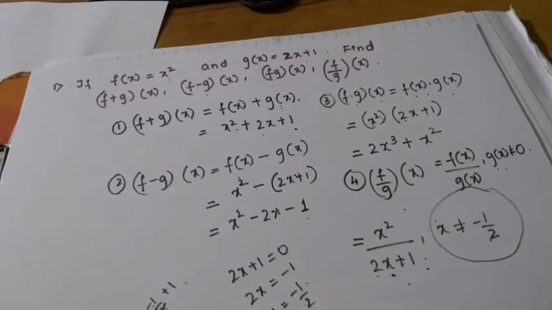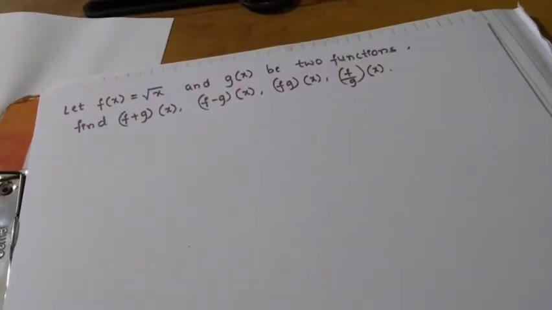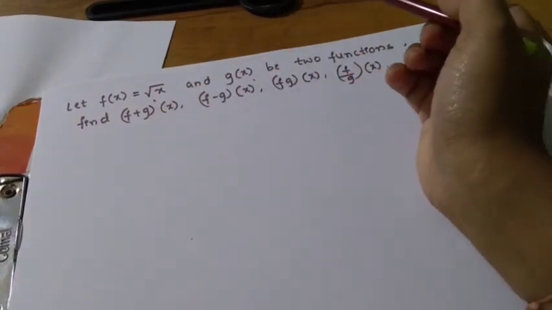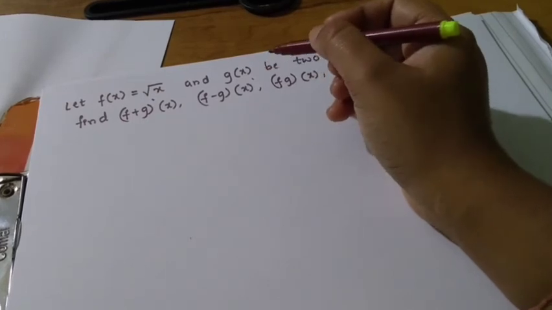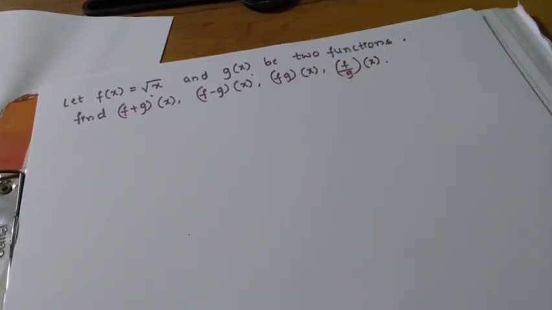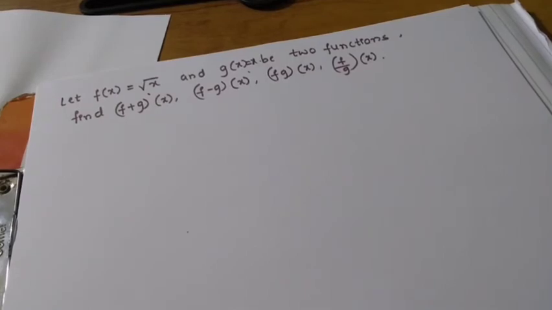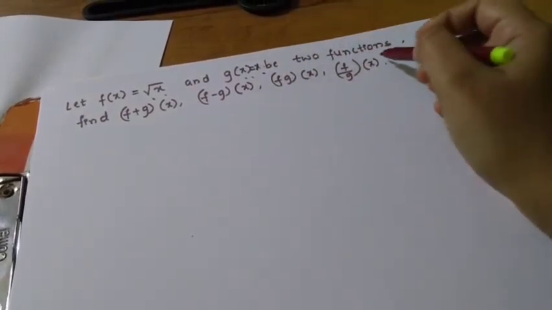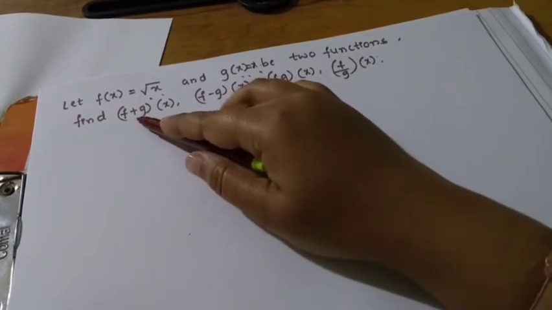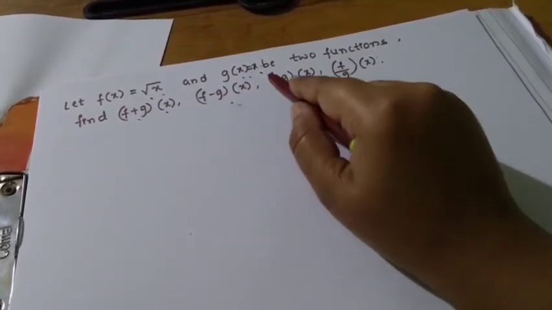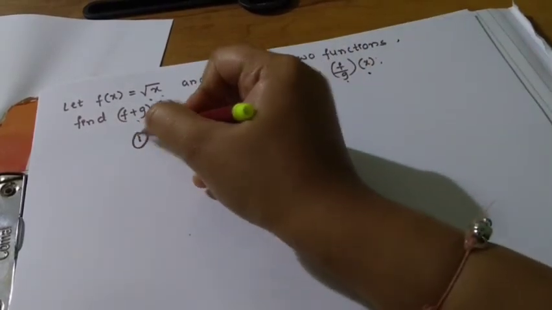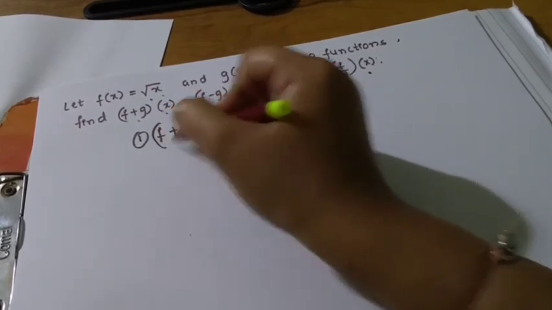Okay, so the next example, the last example based on this algebra of functions. f of x is equal to root x and g of x is equal to x, two functions are given. Find f plus g of x, f minus g of x, f into g of x, f divided by g of x. So first one, I'll find f plus g of x.